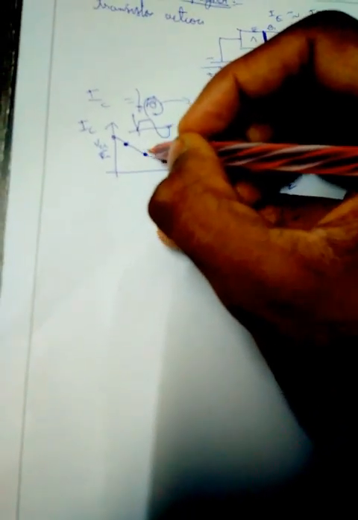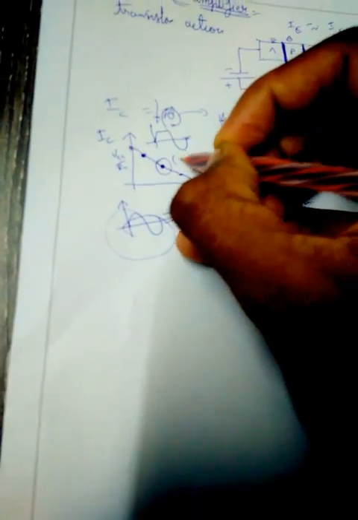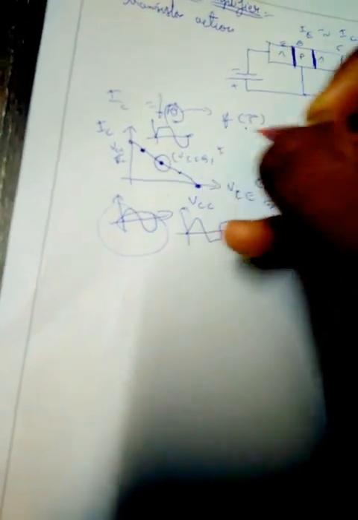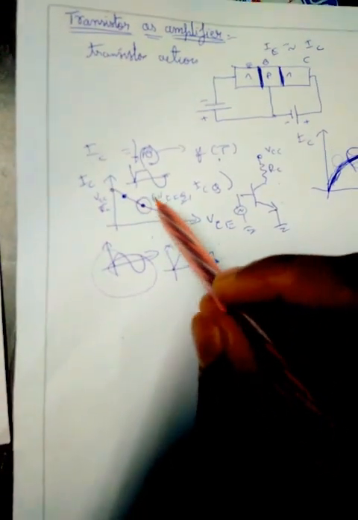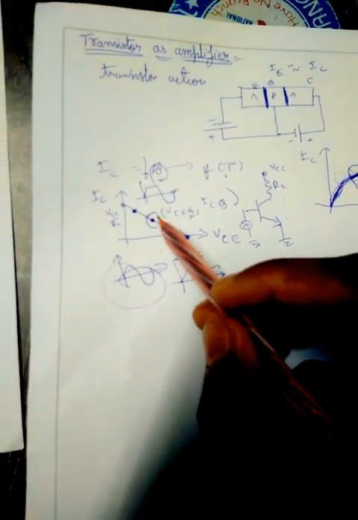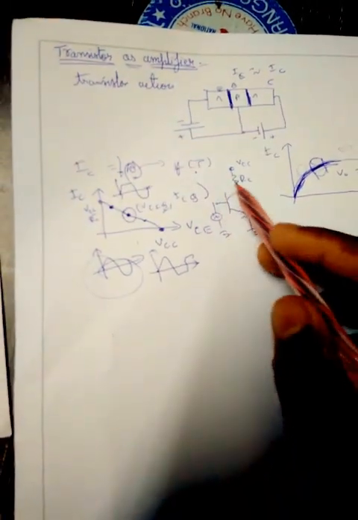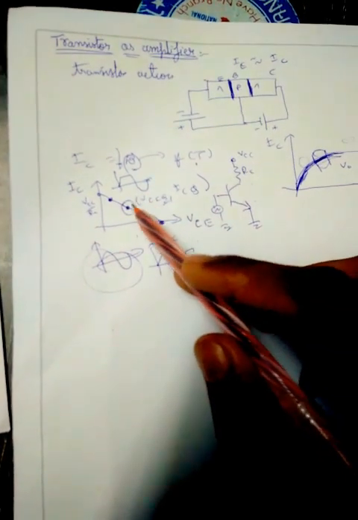So I will select a point in the middle of the load line, so that the output of the transistor will be distortionless, and it will look somewhat like this. This point is called VCQ, ICQ. The Q stands for quiescent point, or operating point. This process of maintaining VCQ and ICQ at the middle of the load line is called biasing the transistor.